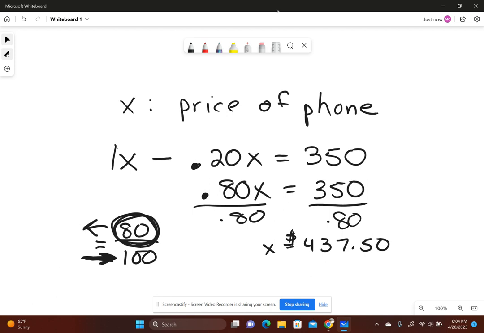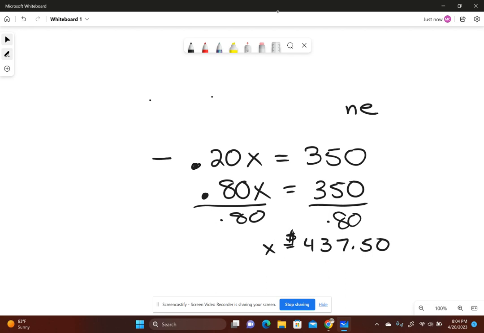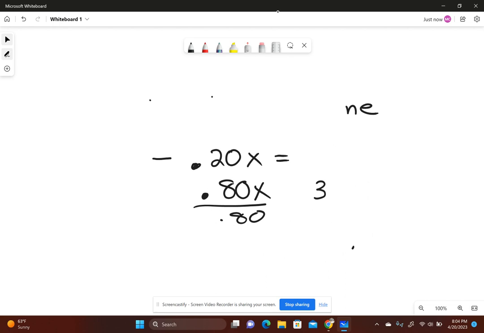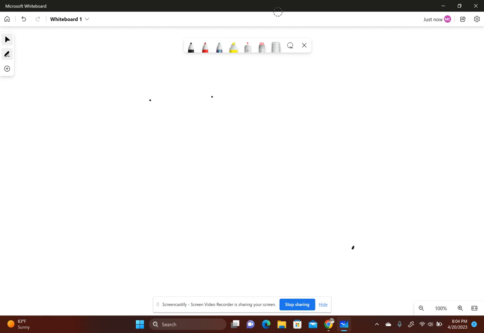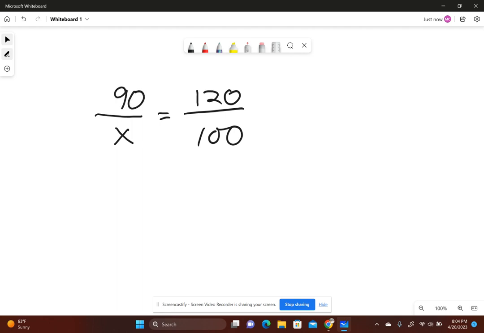Okay, now let's look at number three. Number three says the cost of my meal with a 20% tip was $90. Okay, so let's start this time with percent proportion. So we don't know what it was before the tip. Before the tip is 100% of what was marked on the bill. But after I added a 20% tip, I was paying 120%, and that represented the 90.